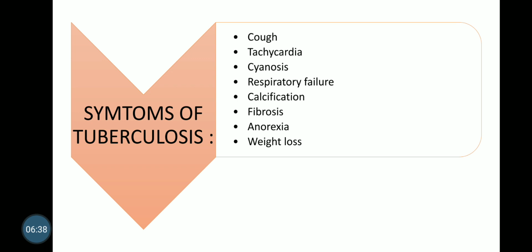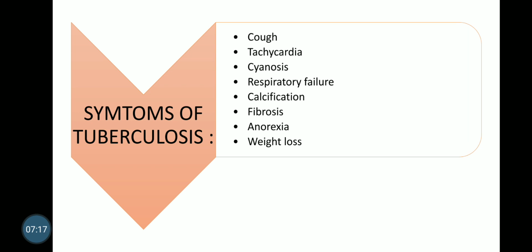What are the symptoms of tuberculosis? The main symptom is cough. The cough lasts for more than 3 weeks. That means if a person has a cough for more than 3 weeks, there are chances that he may suffer from tuberculosis. Tachycardia, that is increase in heart rate. Cyanosis. Now what is cyanosis? Cyanosis means a dark bluish coloration of skin and mucous membrane due to deficient oxygenation of the blood in the lungs.